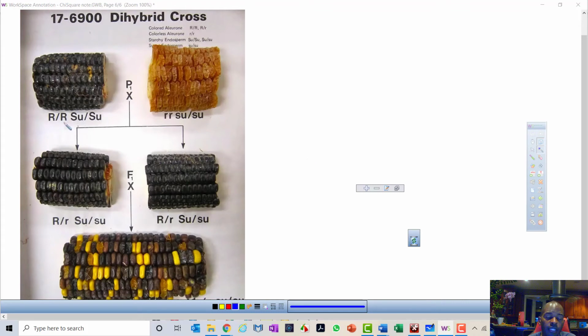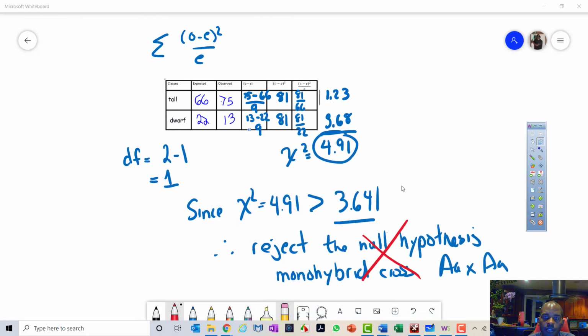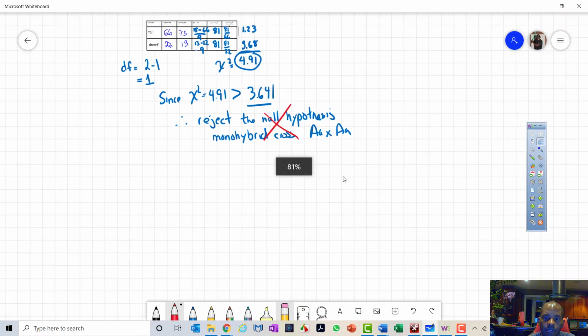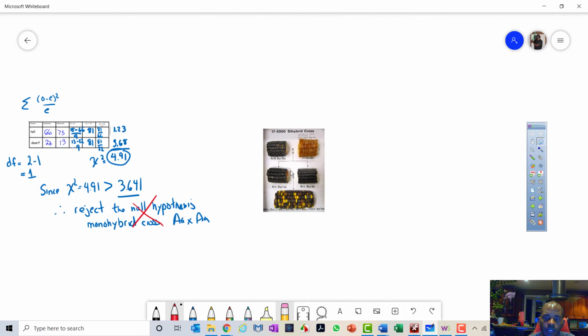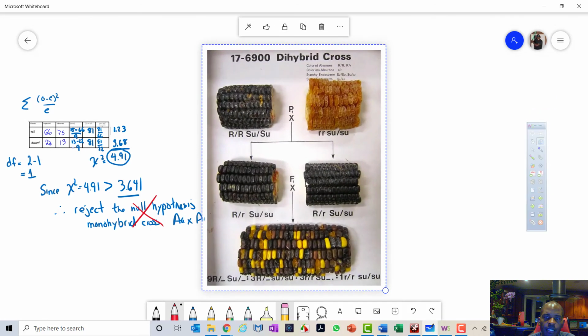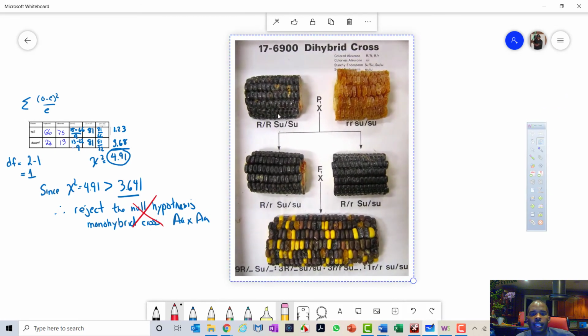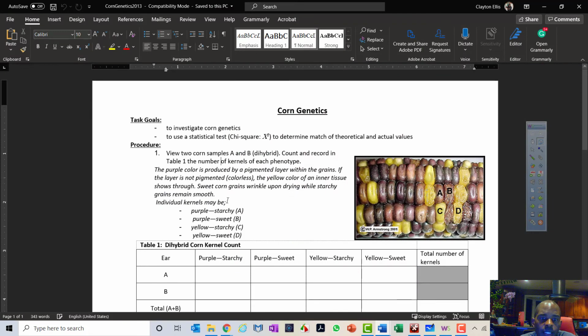You'll notice on this particular graphic, let me just grab it here, see if it will let me paste it in here somewhere. Okay, big. In this particular graphic, it is a dihybrid cross of corn. This corn has 2 traits. One is for the color, and the other one is for starchiness versus sugar. The activity you're working on is the corn genetics lab.